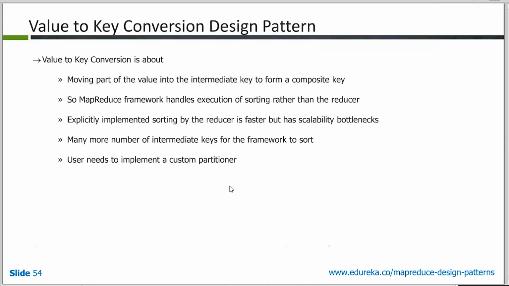So value to key conversion is about moving part of the value into the intermediate key to form a composite key. Because the framework does not do any sorting based on the value, you shift the value part on which you need the sorting to be done and make a composite key along with the key itself. After doing this, the framework will take care of sorting your data rather than you doing it inside the reducer.